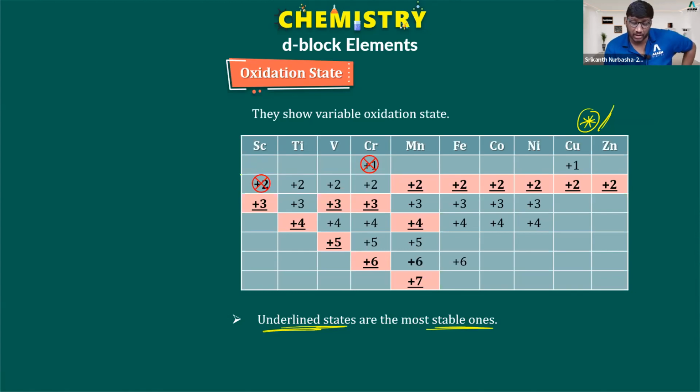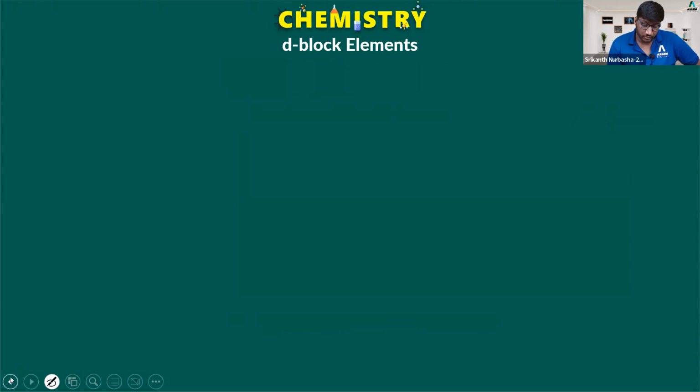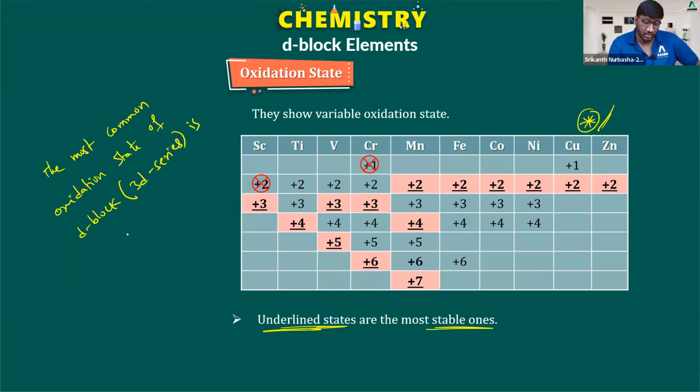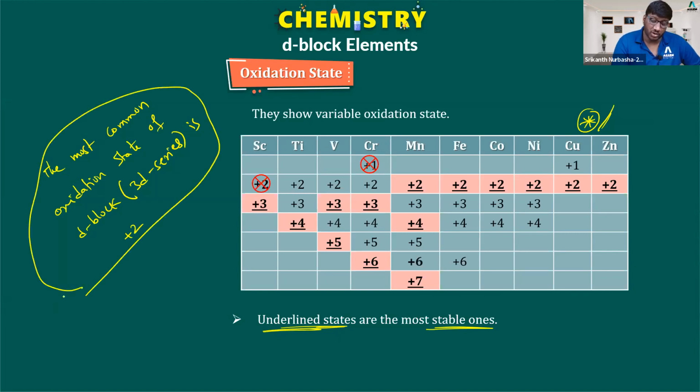Scandium, you look at the most common oxidation state. The most common oxidation state of d block elements, especially the 3d series, is plus 2. The most common and generally most stable is the plus 2 oxidation state, and the exception for this is scandium.